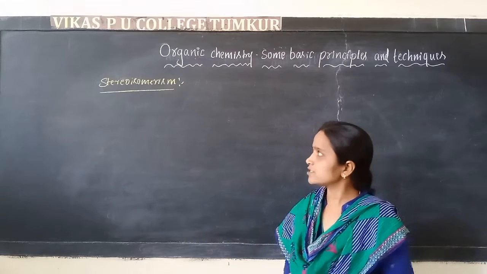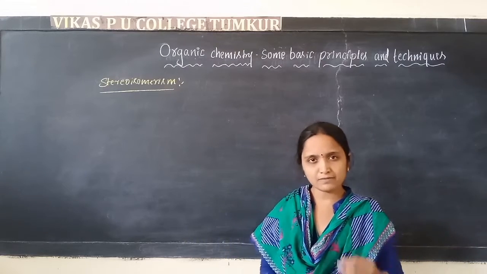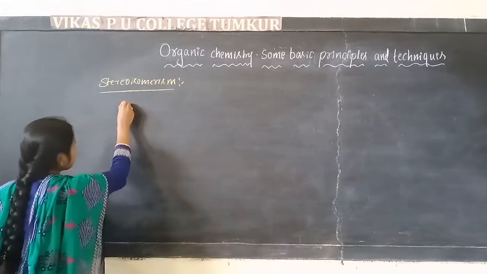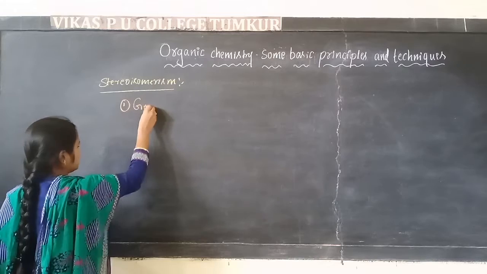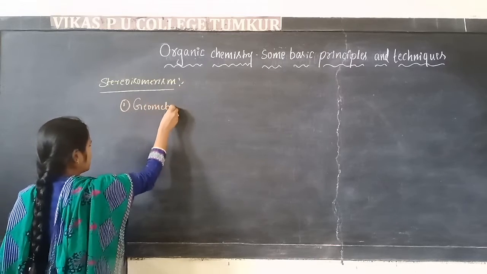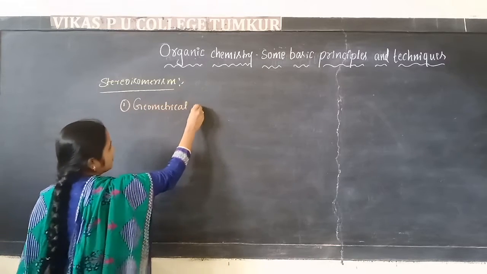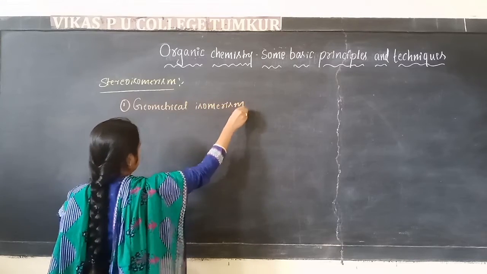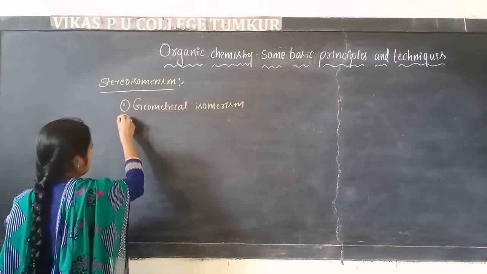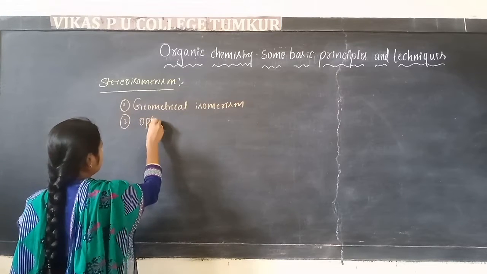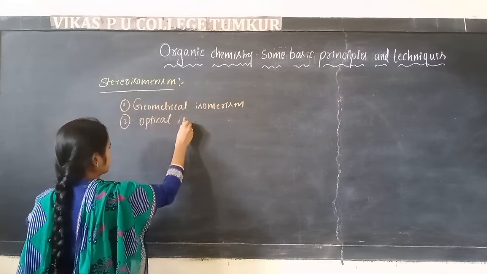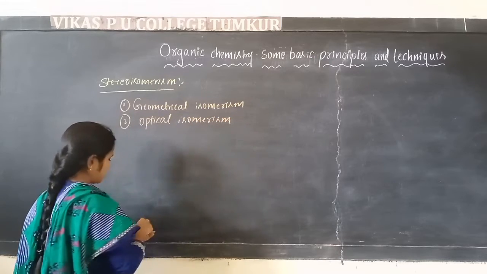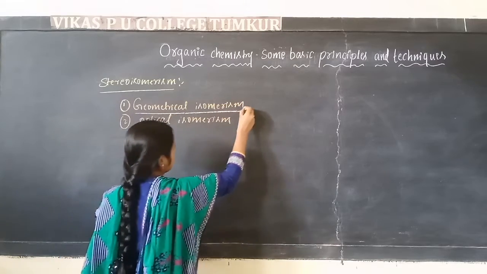Stereoisomerism is again classified into two types. One is geometrical isomerism, then the next is optical isomerism. First we are going to discuss geometrical isomerism.